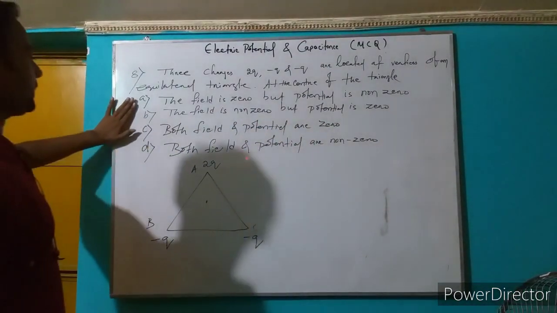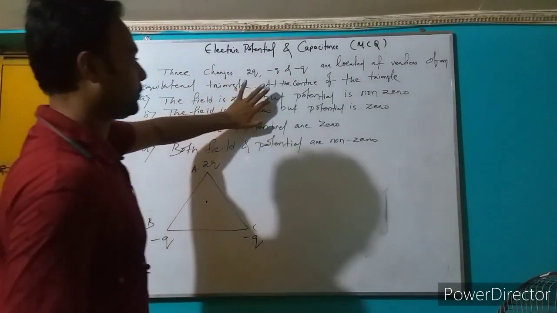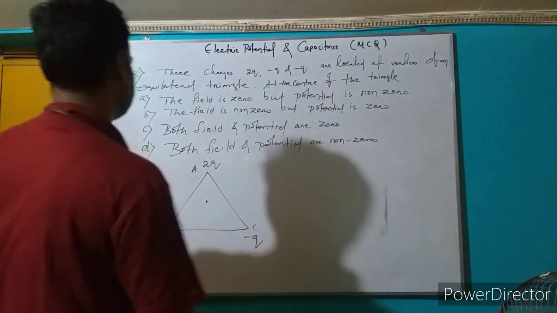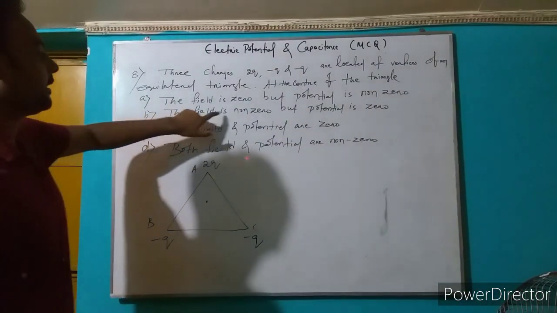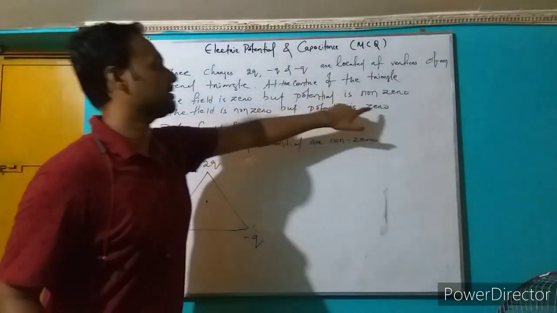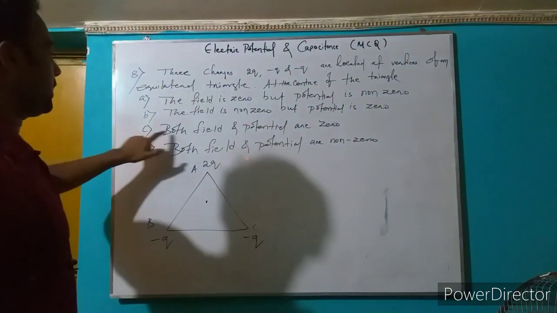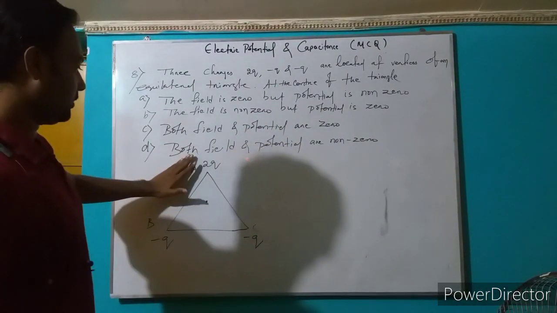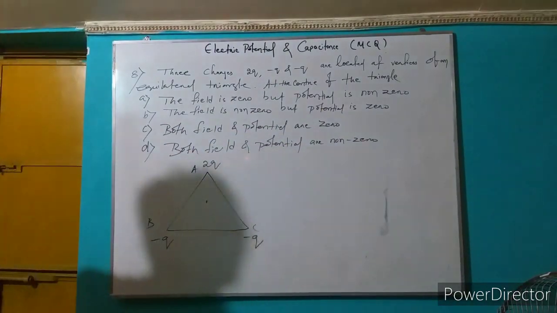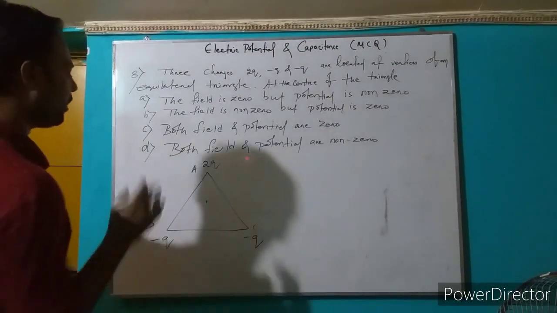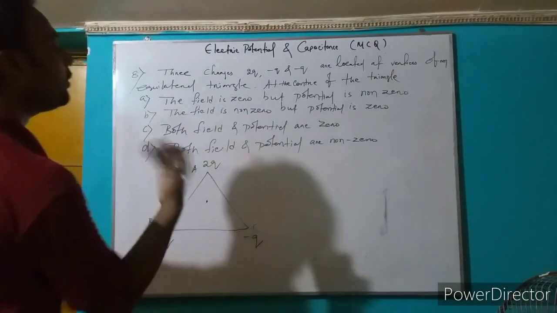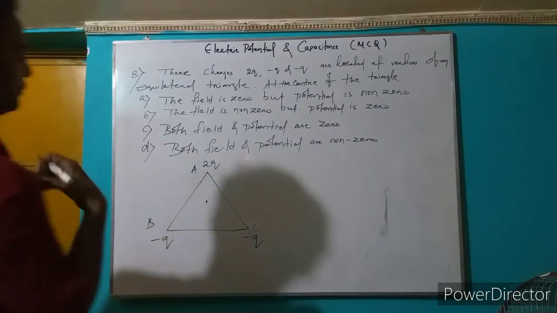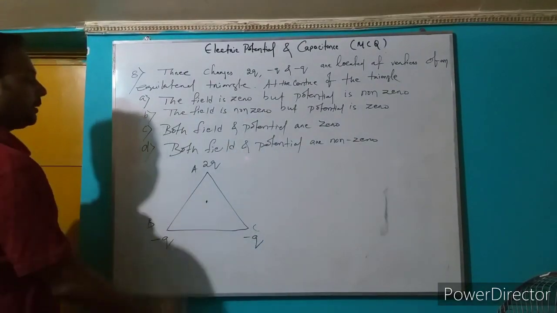Option A: the field is 0 but potential is non-zero. Second option: the field is non-zero but potential is 0. Third option: both field and potential are 0. Fourth option: both field and potential are non-zero. So we will find out whether potential and field are zero or non-zero. First we find out the potential.